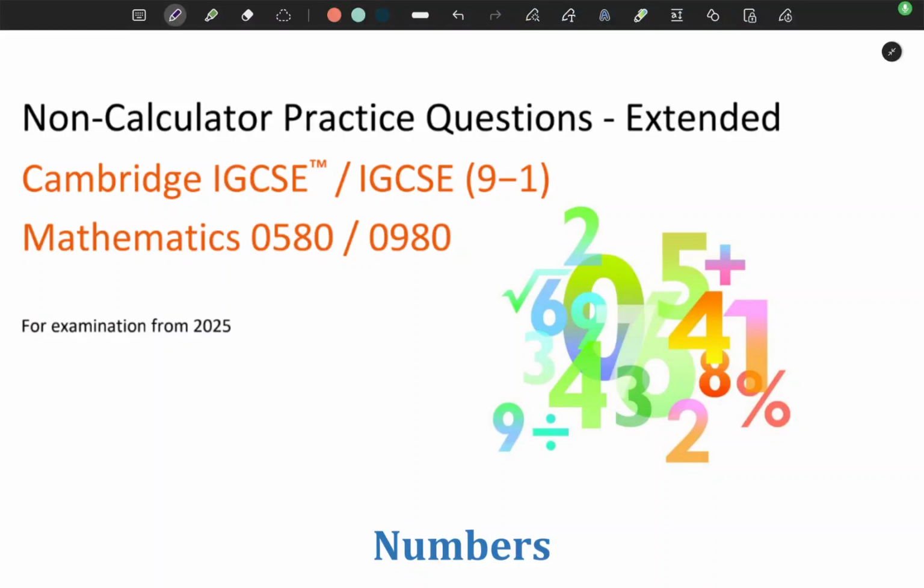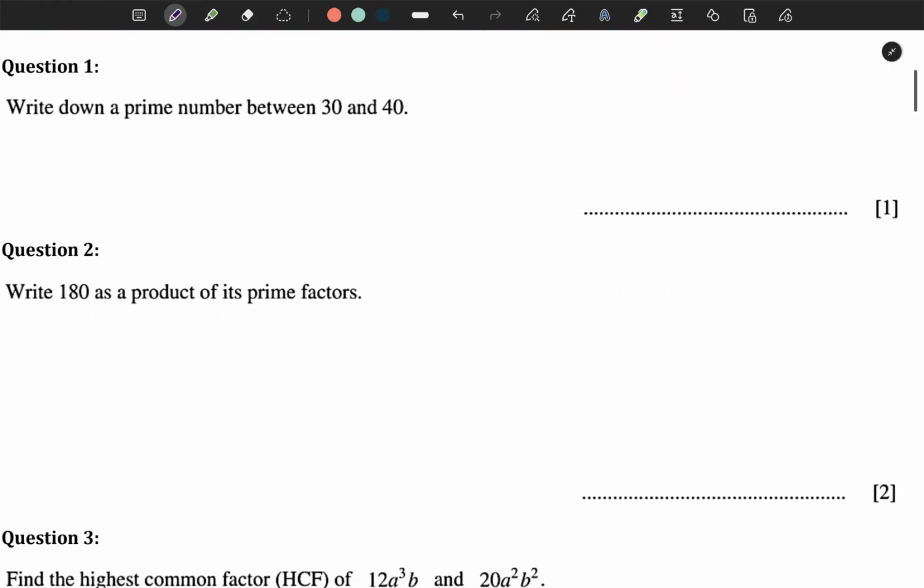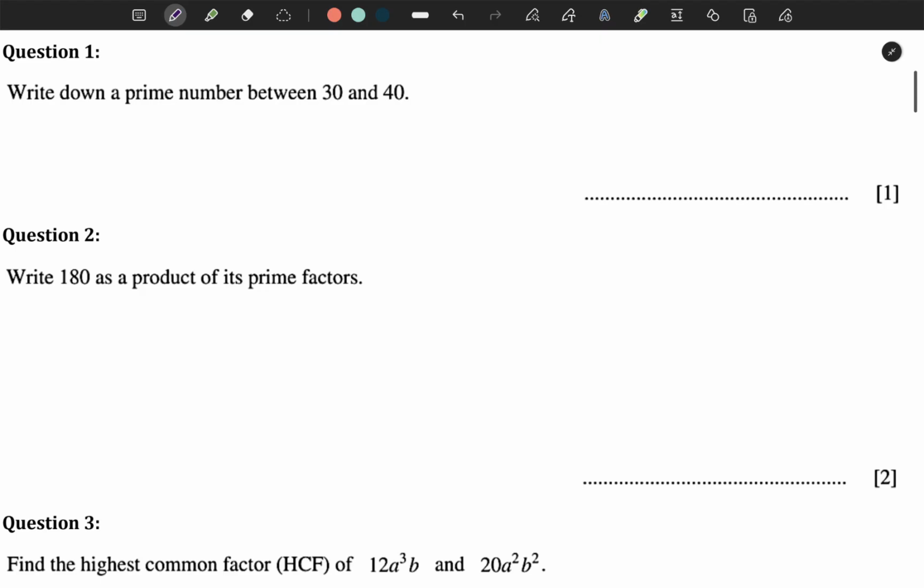Hello everyone, in this video I'm going to do a few last minute practice questions of non-calculator paper 2 extended 0580 or 0980. Let's begin with the topic numbers. Question 1. Write down a prime number between 30 and 40, which we know there are very simple two prime numbers, 31 and 37. For one marker you can just write one of these.